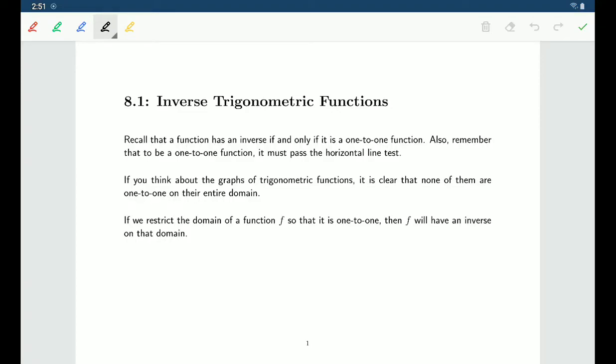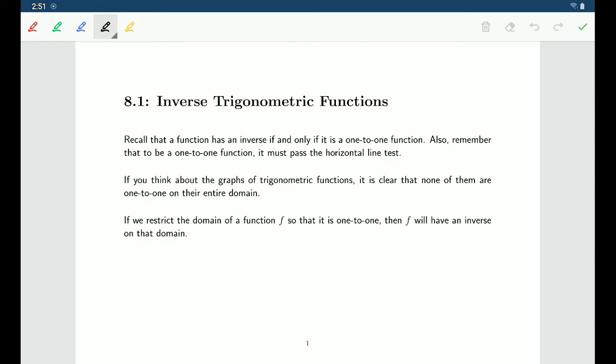Welcome back, everyone. In this section, we are going to start talking about inverse trigonometric functions. Just like in Chapter 6, we introduced exponential functions, then we had to talk about the inverse of exponential functions so that we could solve exponential equations. Similarly, we've introduced trigonometric functions, and we're going to need to talk about an inverse to those functions if we want to solve trigonometric equations.